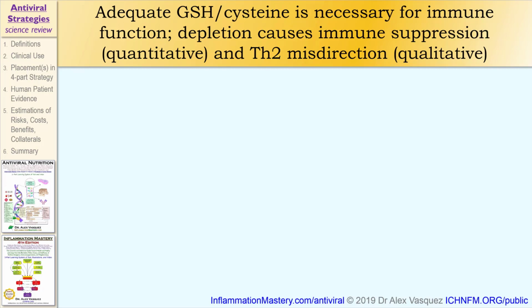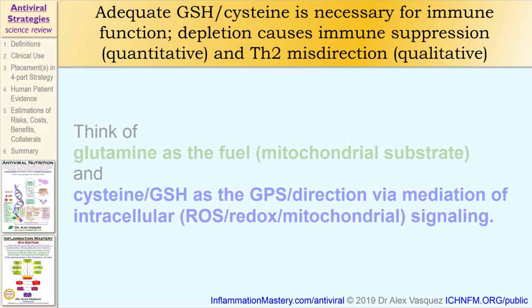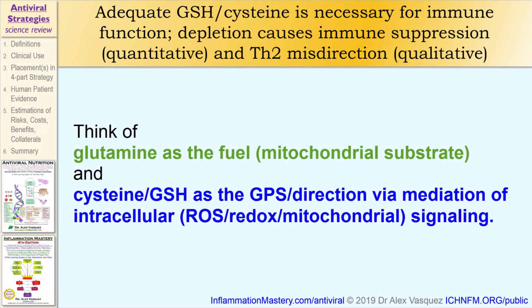Now, we're all used to thinking of glutamine as a fuel for the immune system, so just add one more amino acid to that list, and I want you to think of cysteine as being necessary for immune function as if it were a fuel. It is a necessary biochemical and nutritional component for effective and competent immune function. If cysteine is depleted through oxidant stress or viral replication, then the immune function is going to be decreased because of that. Depletion of cysteine causes immune suppression, both quantitatively and qualitatively.